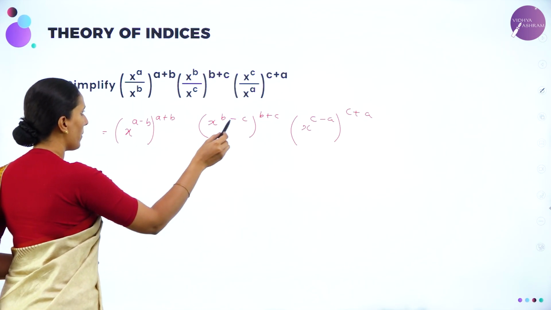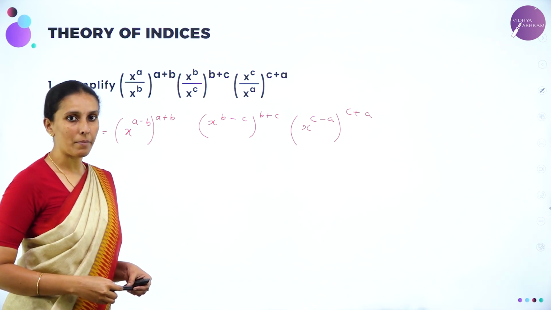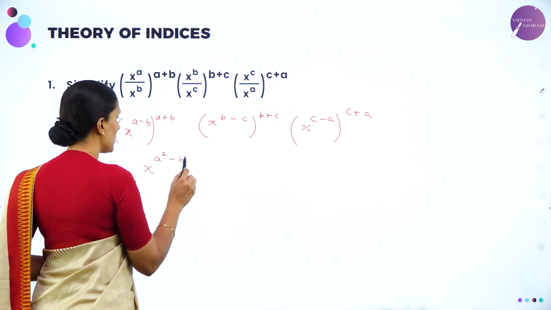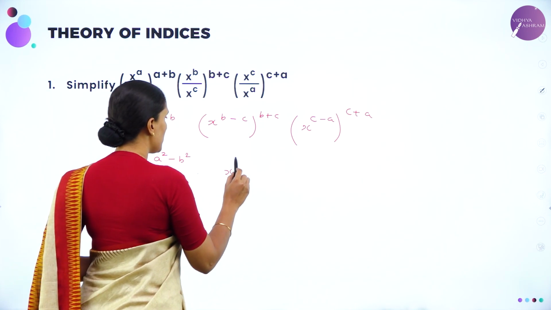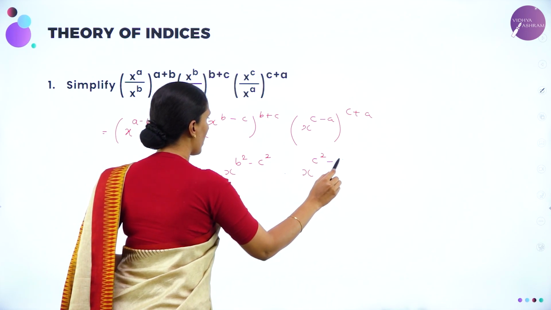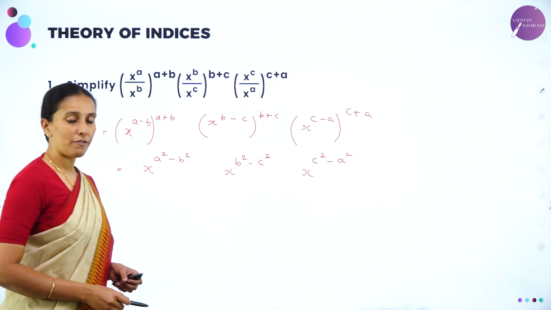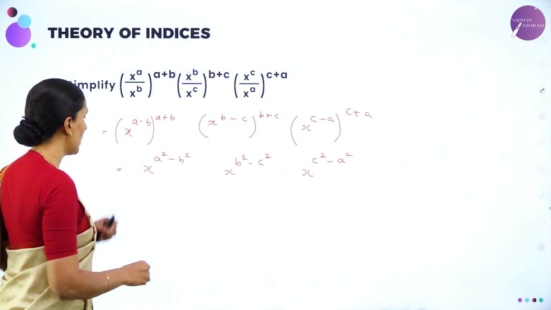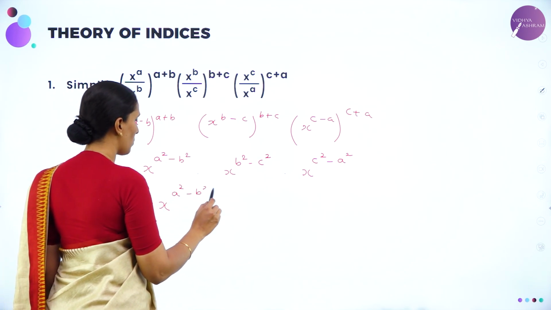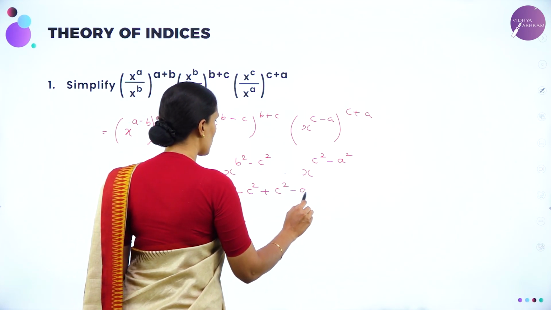Now, using the algebraic identities, a minus b, a plus b can be written as a square minus b square. So, this becomes x to the power a square minus b square. Similarly, this becomes x to the power b square minus c square, and here it becomes c square minus a square in the power. Now, since the bases are same, using the first law of indices, we can write this in the form of x to the power a square minus b square plus b square minus c square plus c square minus a square.